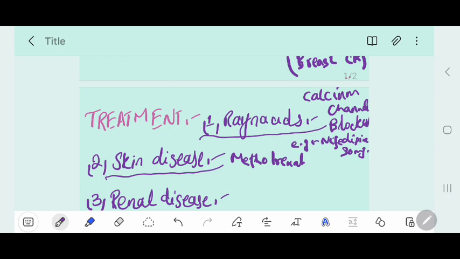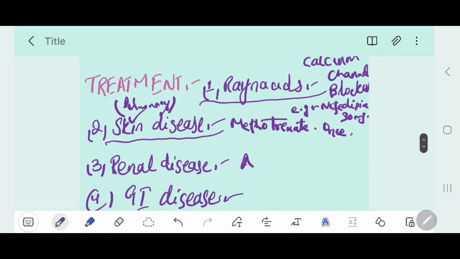For skin disease, you will give methotrexate, especially when there are polyarthralgias. Then methotrexate is preferred. It is given once weekly. While if there is skin disease and there is pulmonary involvement, you will prefer mycophenolate mofetil. In renal disease, you will give ACE inhibitors. You can also give ARBs, but ACE inhibitors are initially preferred, and the ACE inhibitor that is given mostly in this condition is captopril, 25 mg given 4 times a day.